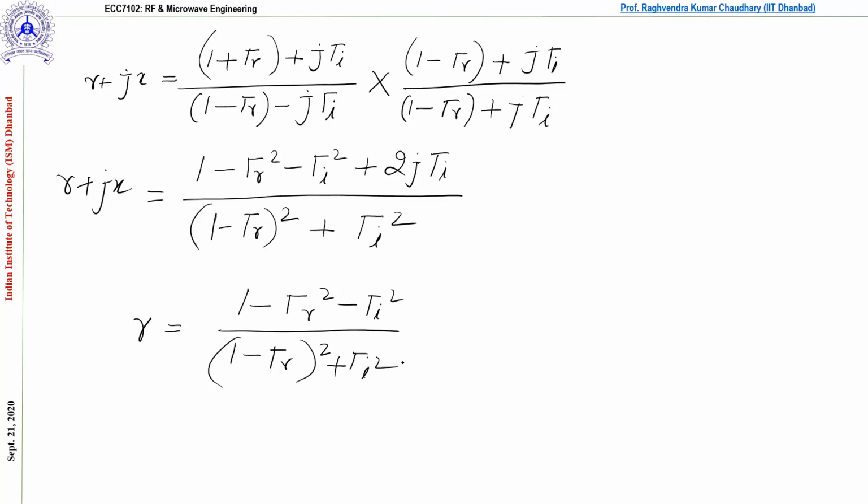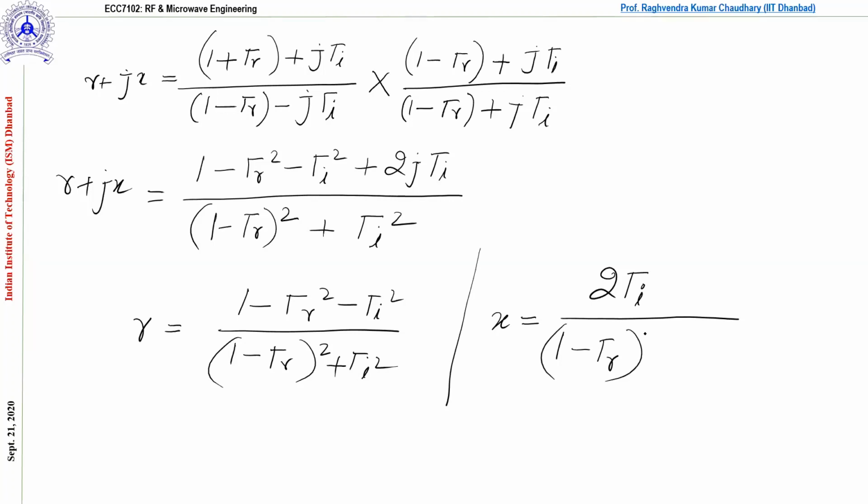I think this is quite justified as well, because this j term will be representing the imaginary part. Okay, so taking out 1 minus gamma r square minus gamma I square divided by the denominator. And similarly, the x could be 2 gamma I divided by 1 minus gamma r to the whole square plus gamma I square.